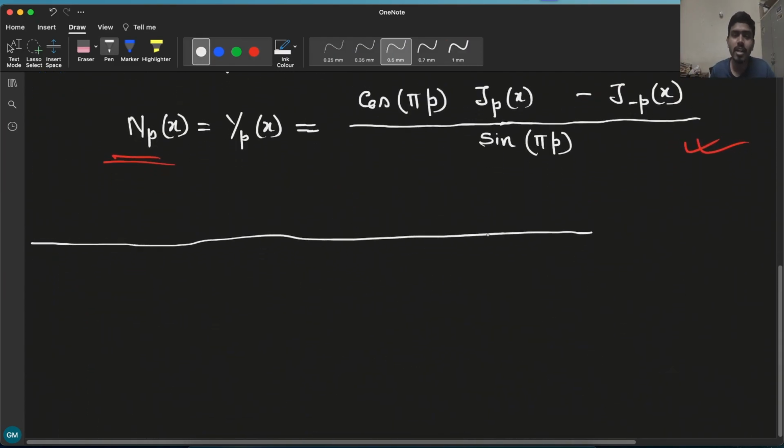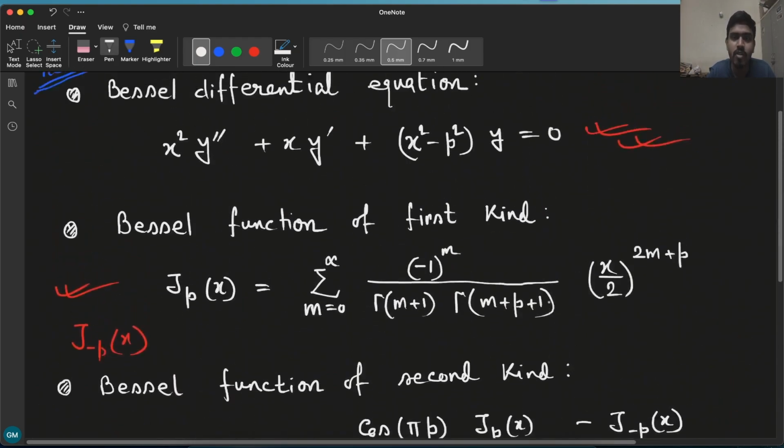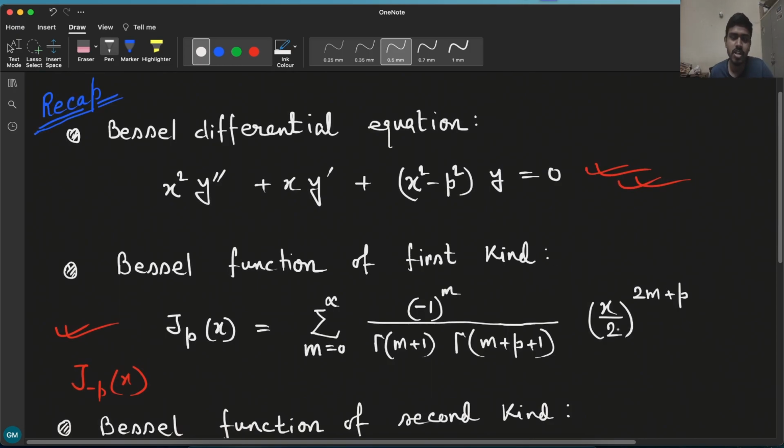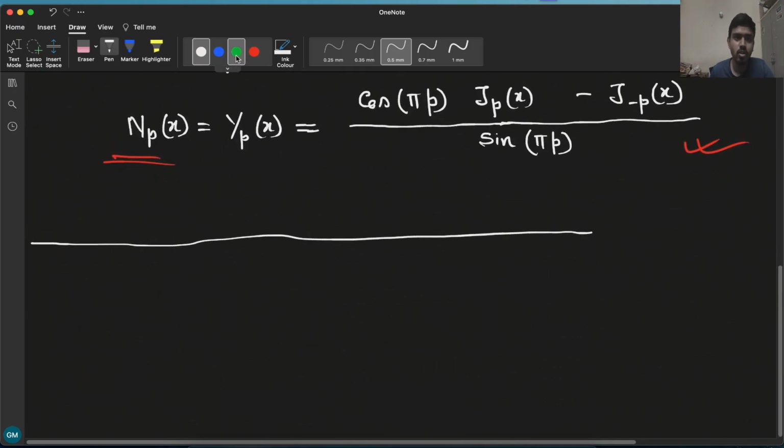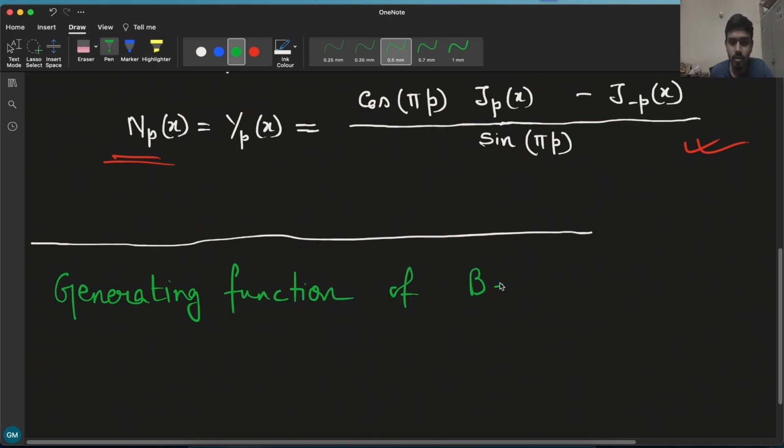Now in this class we will introduce another method from where we can find this Bessel function of the first kind. The method is called the generating function. Generating function of Bessel functions.